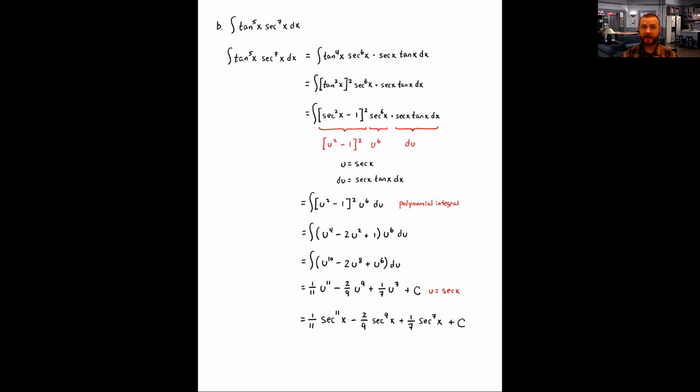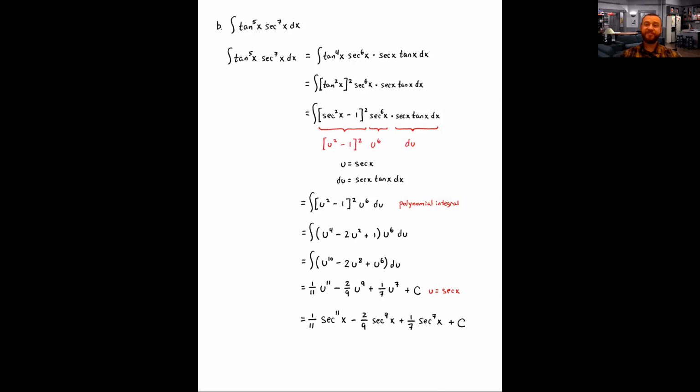Typical answer for the antiderivatives in this lecture for trigonometric integrals, but maybe not as aesthetically pleasing as previous antiderivatives and answers. But that's aesthetics, that's philosophy. We're in a mathematics course, we'll save that for later.